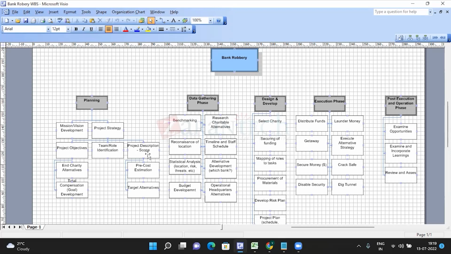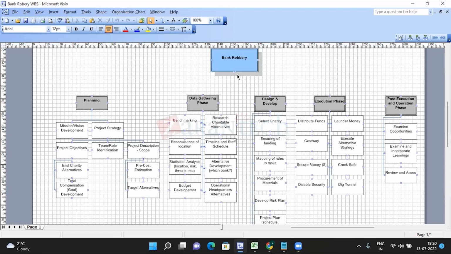It's a work breakdown structure, a diagram of it. Normally we make the work breakdown structure in MS Project. Yes, we can do it there also, and we can do it in Visio also. Anywhere we can plan.